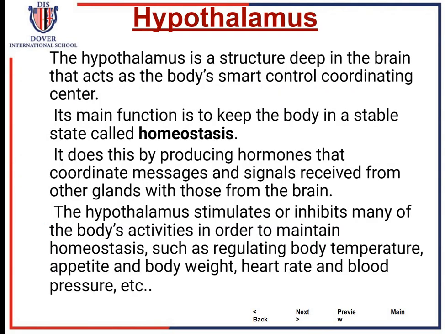We also have the hypothalamus. Hypothalamus starts with letter H, so it's responsible for the homeostasis. What's the homeostasis? Homeostasis is the stable state of my body. So my temperature doesn't vary. My heart rate doesn't vary. My blood pressure doesn't vary. It's always in a stable state. This is homeostasis. Who's responsible for the homeostasis? The hypothalamus. So the hypothalamus is responsible for my body stable state, which is called homeostasis.